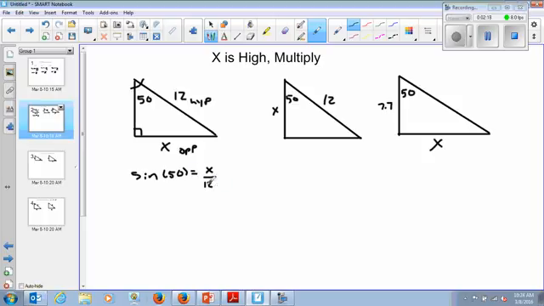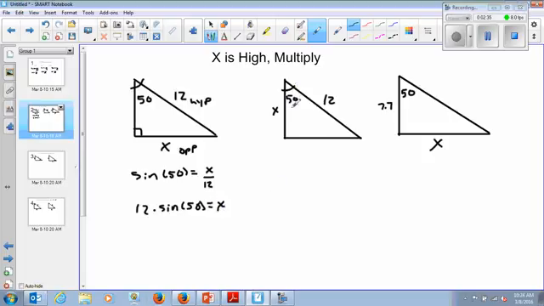And how we're going to solve this is when x is up high, we're just going to multiply. I'm going to do 12 times sine 50 in my calculator. And that's what x is going to equal. So we'll get back to that in a second.